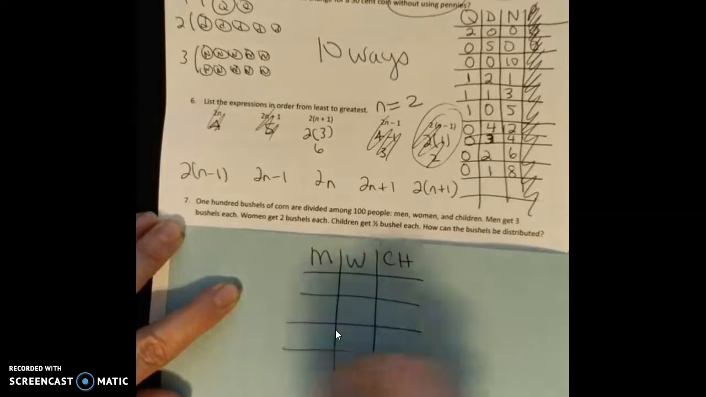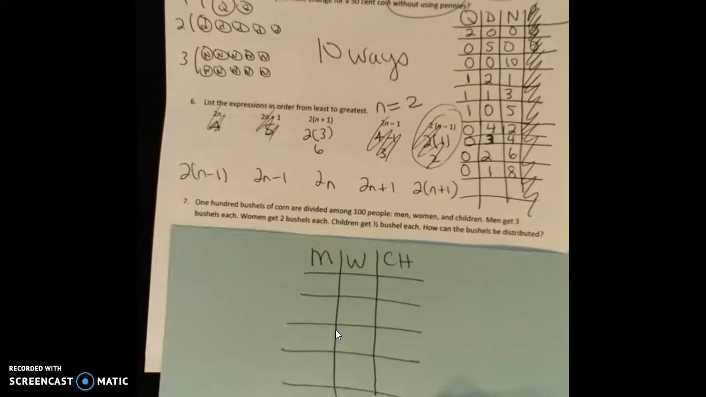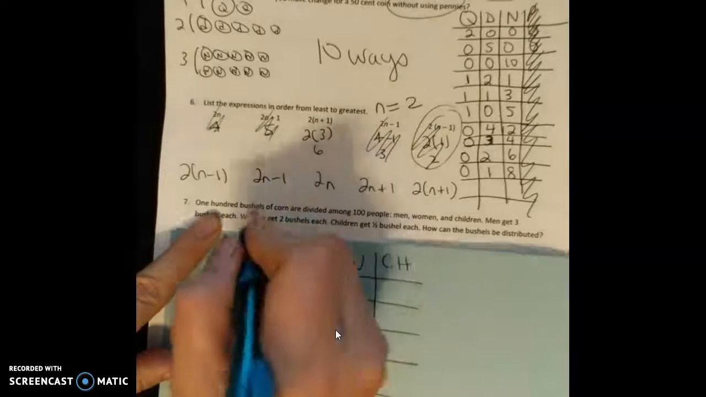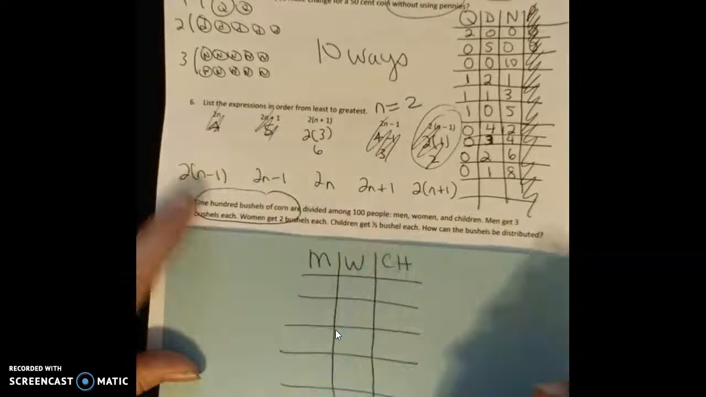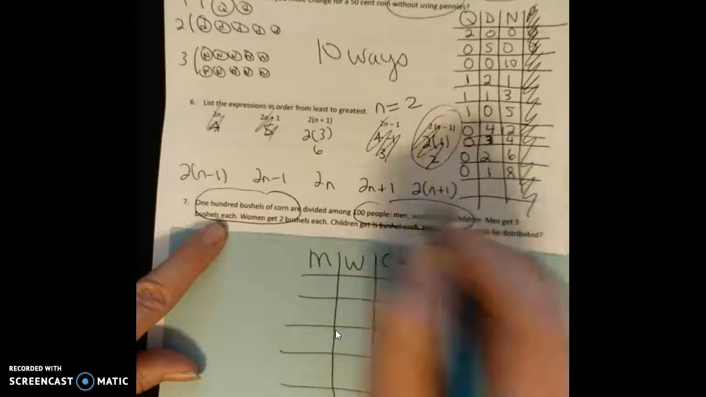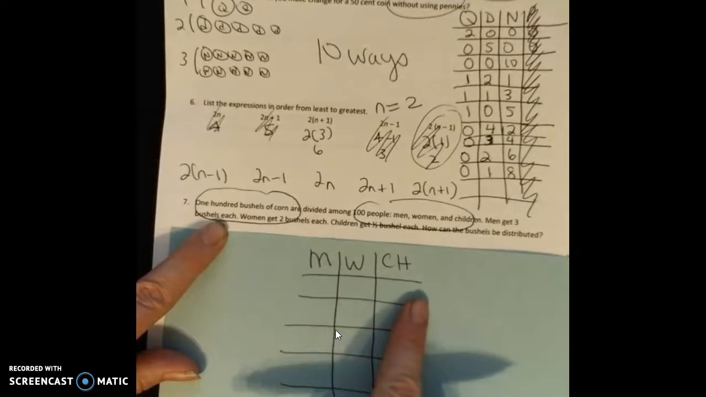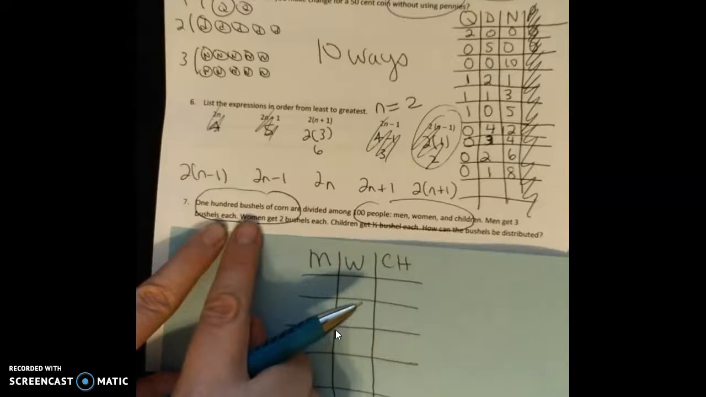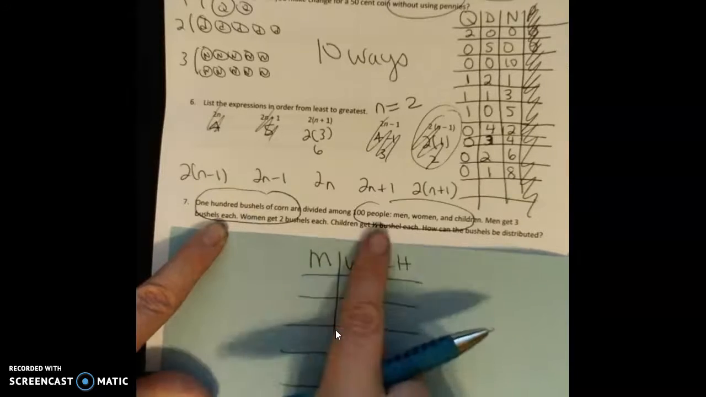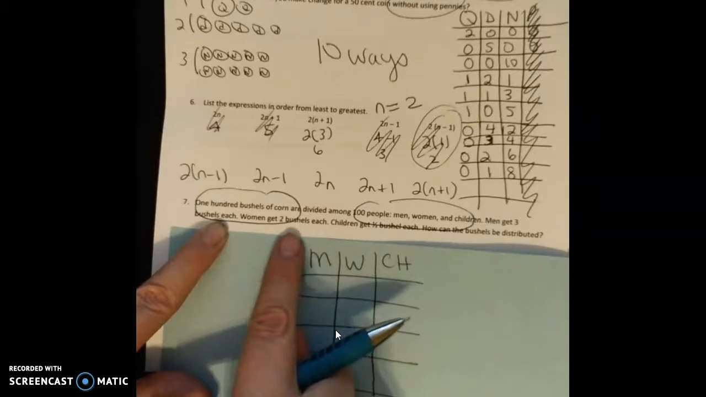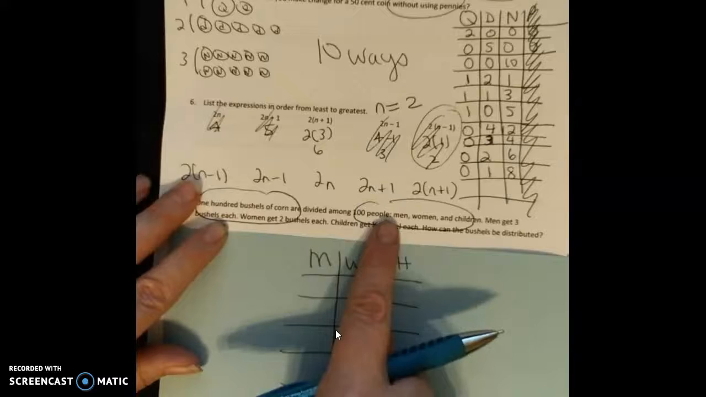Okay, and I'm just going to try to do this. There's a couple things I have to keep track of. I have to make sure that I have 100 bushels of corn. So that's one thing I have to keep track of. And then I have to make sure that it's divided among 100 people. So my people have to add up to 100, and so do my bushels of corn. I'm going to force the bushels of corn to work and then see what happens to the people. Because the bushels of corn are the things that have rules attached to them. The people just have to add up to 100. So that's a little simpler.